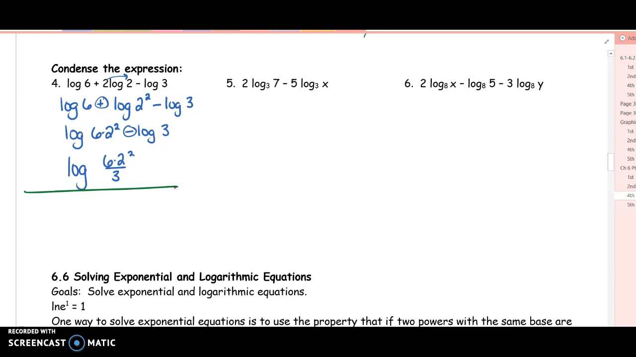The short way is, first, see that you've got an exponent situation there, but you're going to have log. The 6 is going to be on the top. The 2 squared is going to be on the top because those both come from logs that have a plus in front of them. The 3 has a minus in front of it, so that means the 3 is going to be on the bottom. And that's your answer. Try number 5 on your own.